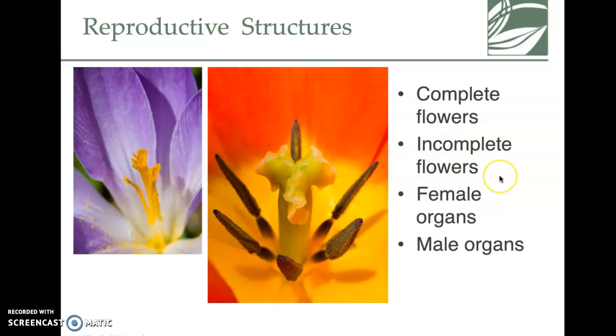Incomplete flowers are going to be missing parts. And the incomplete may be only male or only female, which is kind of unique. So this is the pistil, which is the female part. All 6 of these are actually stamens, which are the male parts.